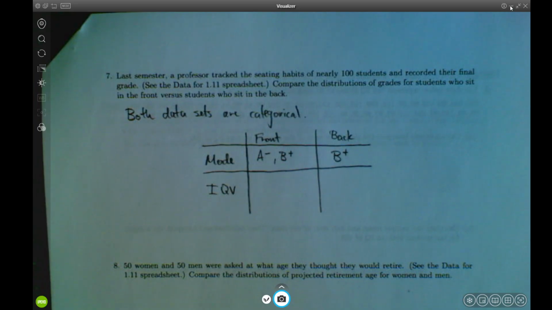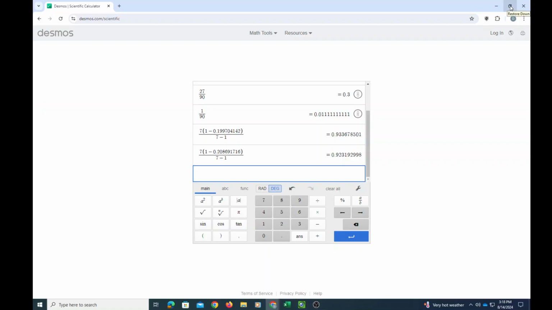Oh, I gotta write those numbers down. Let's round to 3 decimal places. I'll say for the front, the IQV is approximately 0.934, and for the back, it's approximately 0.923.